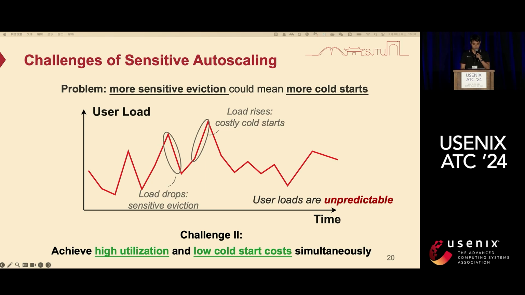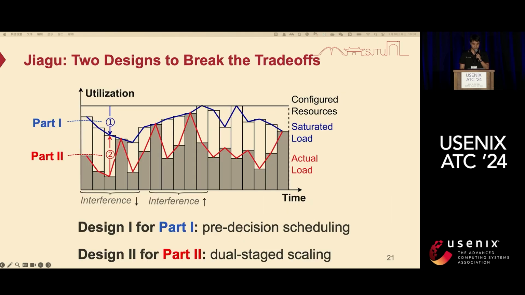However, more sensitive autoscaling also means more cold starts. If we evict instances in time when load drops, then we need to recreate those instances if the load rises. It brings additional cold starts. Therefore, for the autoscaler, it is challenging to achieve high utilization and low cold start costs simultaneously. In a nutshell, overcommitment and the autoscaler both have trade-offs between high effectiveness and low costs.